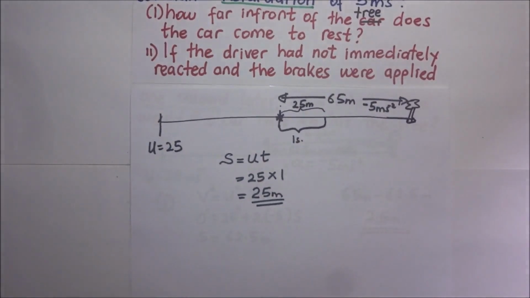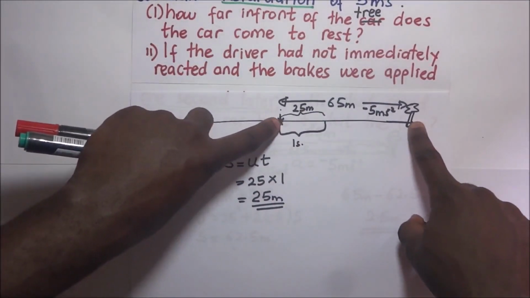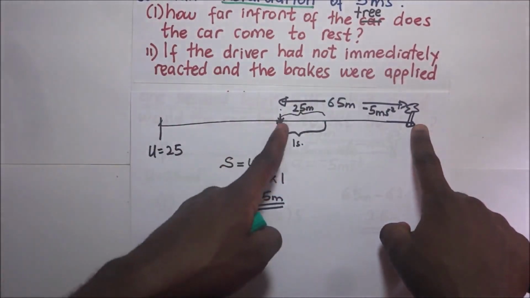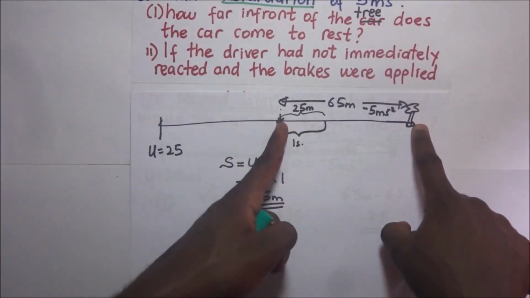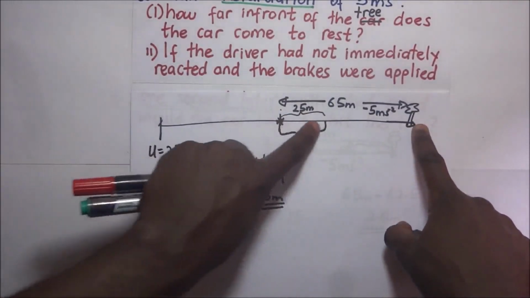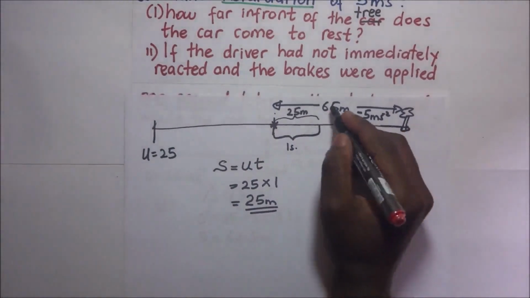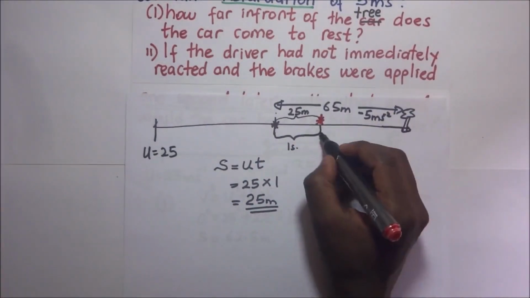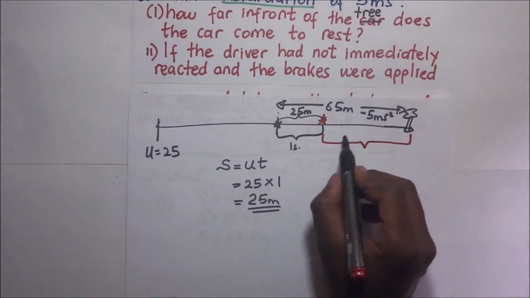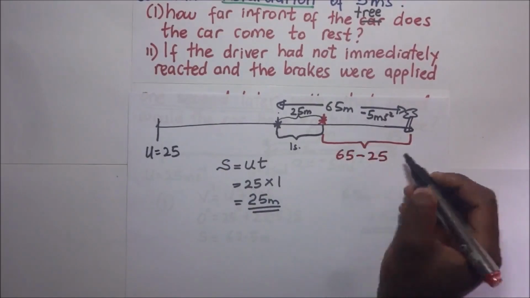When he moves that extra distance of 25 meters, remember that he noticed the tree when it was 65 meters ahead. In the second instance, when he delays by 1 second from the point he notices the tree to apply the brake, he moves an extra 25 meters. So the question is, at the new point when he applies the brakes, after traveling those 25 meters, how much distance does he have to hit the tree? Of course, the distance remaining to hit the tree is going to be 65 meters minus 25, which leaves 40.